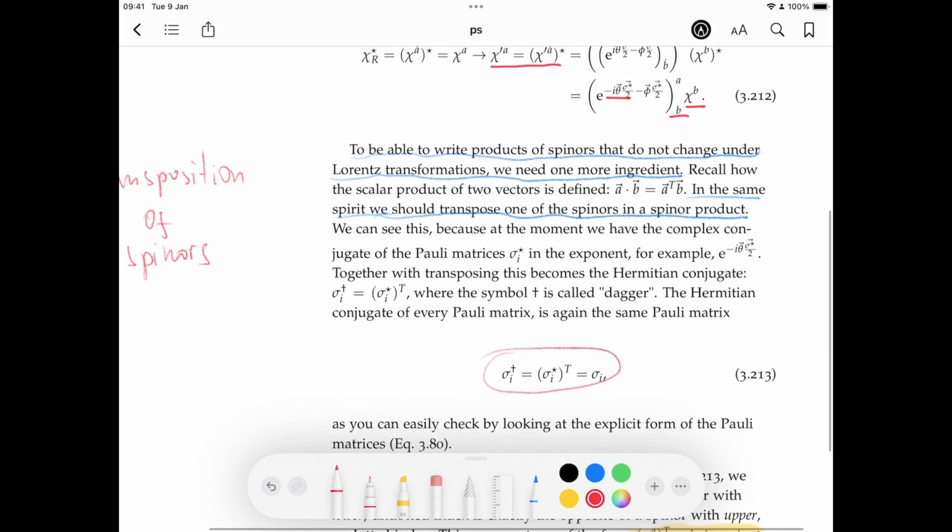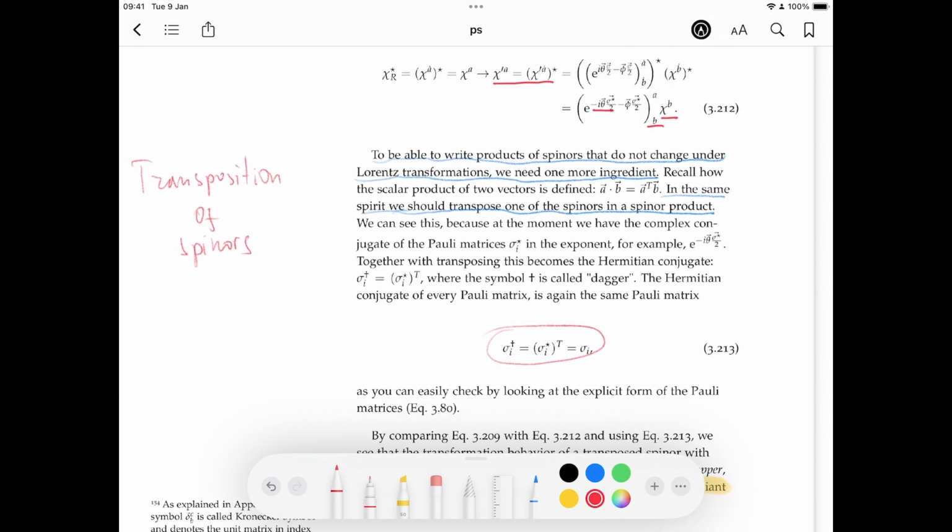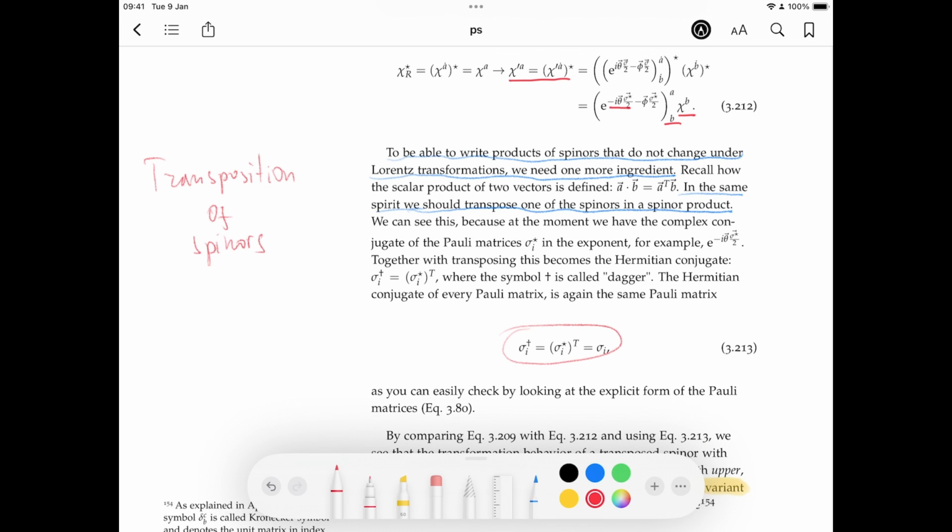obtained a minus from the right chiral spinor behavior. Okay, and here you can see that he says, and I even put a note here about transposition of spinors. To be able to write products of spinors that do not change under Lorentz transformations, we need the transposition. It's similar to the scalar product of vectors. The scalar product is invariant under the matrix, because the matrix kind of sets it up, right? We have a covector, like A transposed, multiplied with vector B. In a similar way, we should transpose one of the spinors and add another one to the product for the term to be invariant.